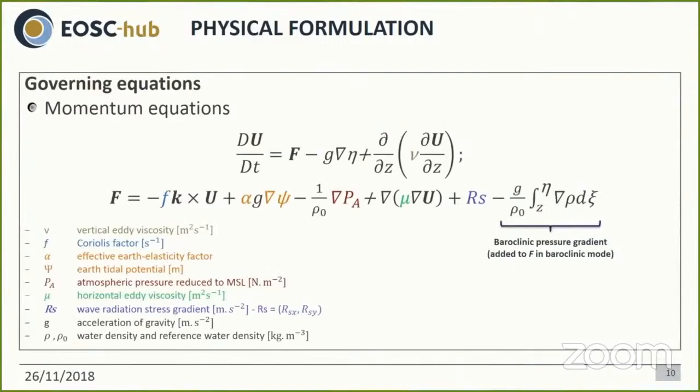Here are the momentum equations, where g grad of eta represents the barotropic pressure gradient, and the term with nu represents the vertical mixing. F is the sum of the sources and sinks of momentum and includes, from left to right, the Coriolis acceleration, the tidal potential, the atmospheric pressure gradient, the horizontal mixing, the forces due to short waves, and the baroclinic pressure terms in baroclinic mode.